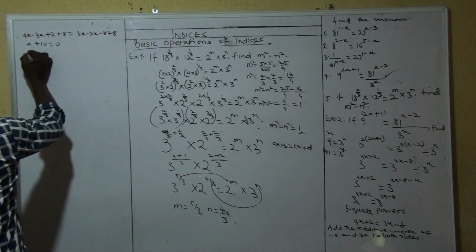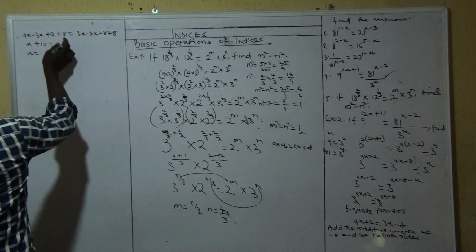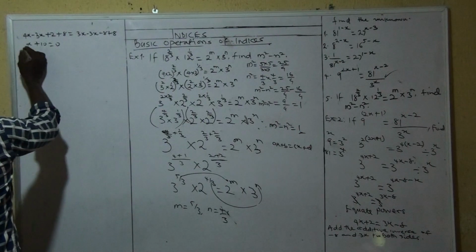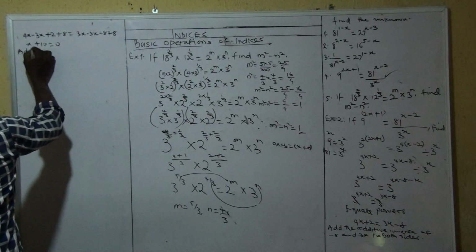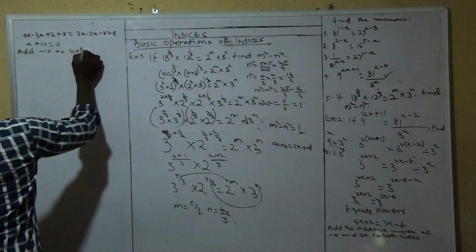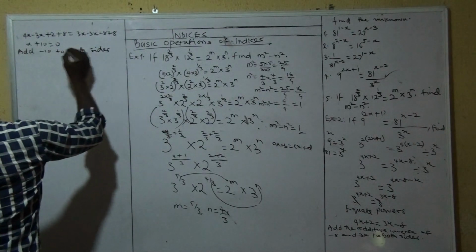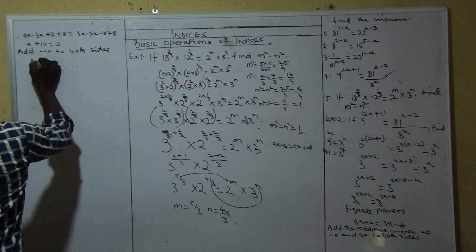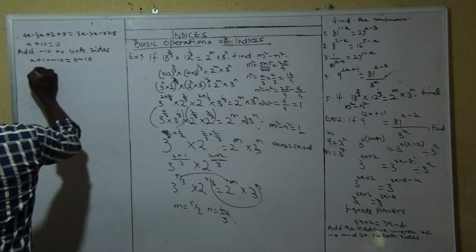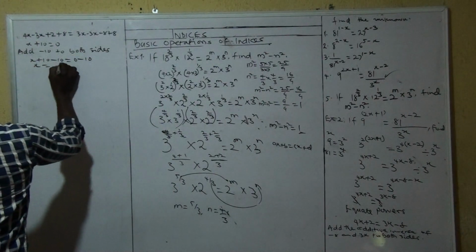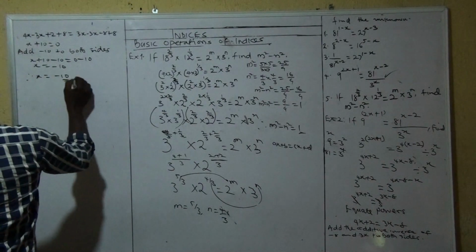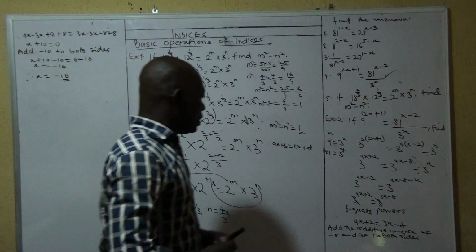So our x now, this comes to this side, so we add the additive inverse of plus 10 to both sides. Add minus 10 to both sides. We have x plus 10 minus 10 is equal to 0 minus 10. So our x becomes minus 10. So therefore, x is equal to minus 10. That is the solution to this equation.